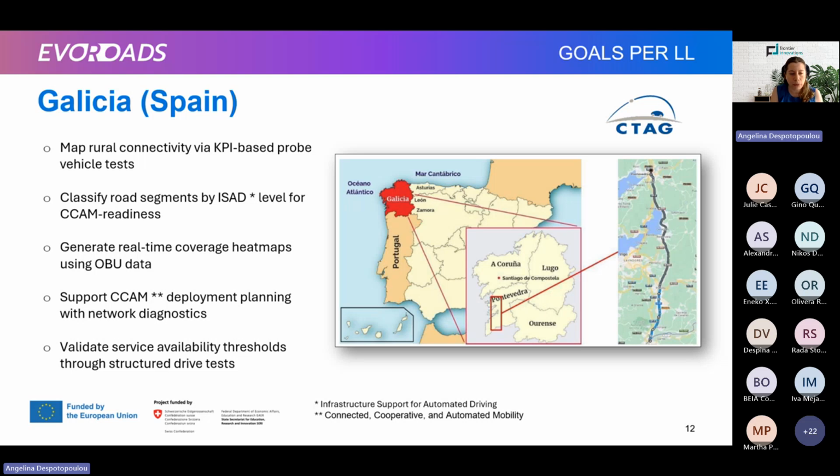We will be having deployment planning with network diagnostics. They will be seeing across those road parts how well the network coverage is, in simpler words, and they will validate, as I mentioned before, service availability thresholds to structure drive tests.